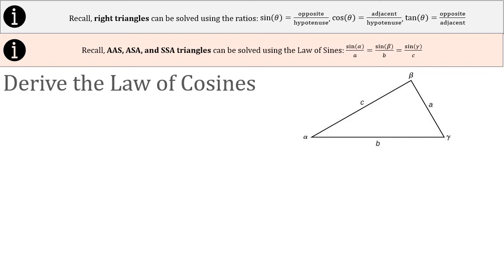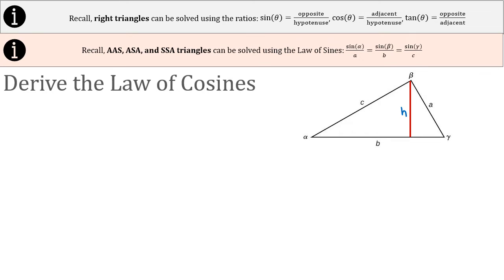We'll begin by creating two right triangles by dropping a perpendicular segment from any of the angles to the side opposite it. In this case, we're going to start with angle beta and side B. This perpendicular is called the altitude, and we can call it H. So I'm going to label that H.